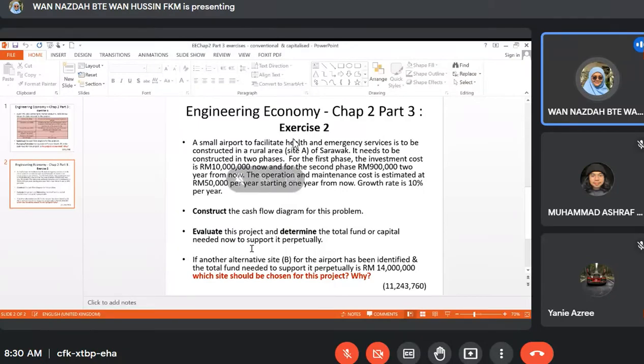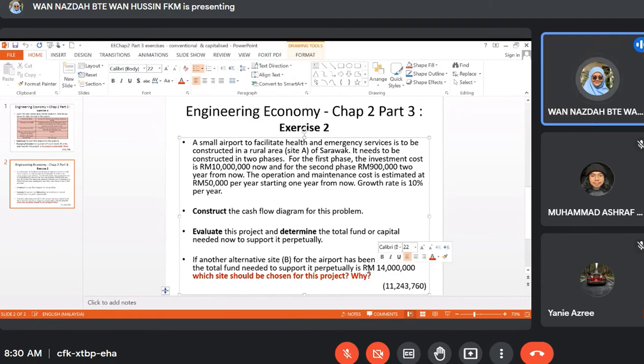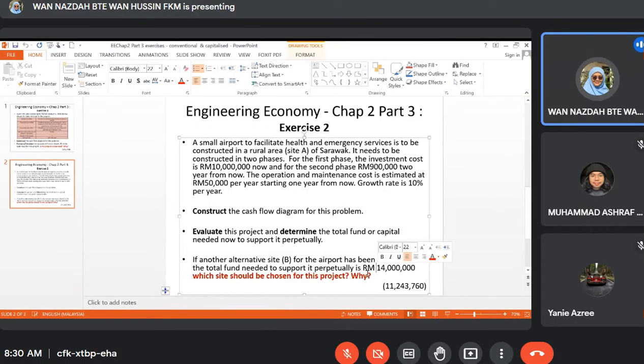So, for side B, this one is A. So, this 14 million is A that is required perpetually. So if you want to determine P for side B, P equals to A over I, where I is 10%. So this one is A.